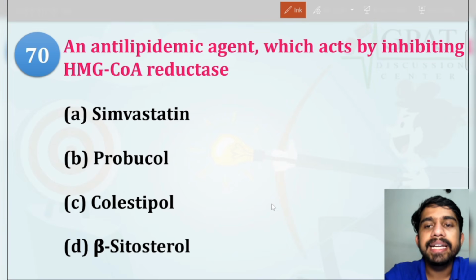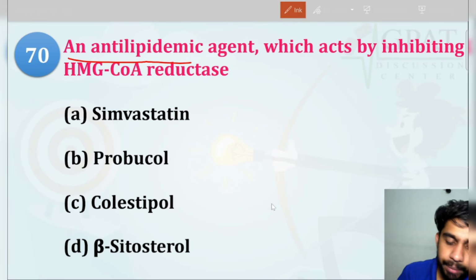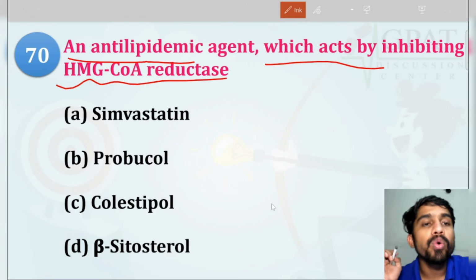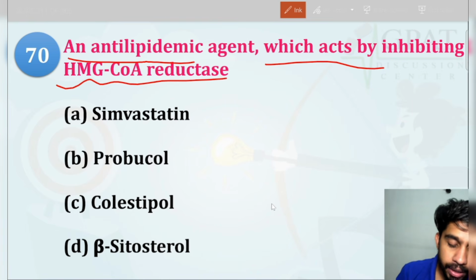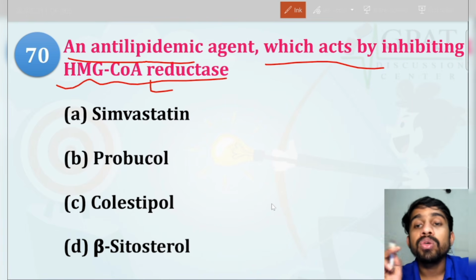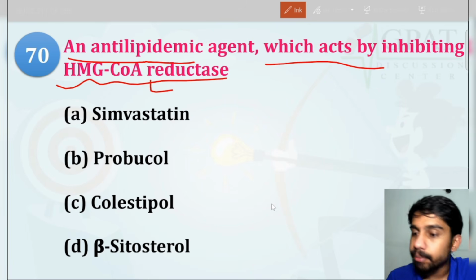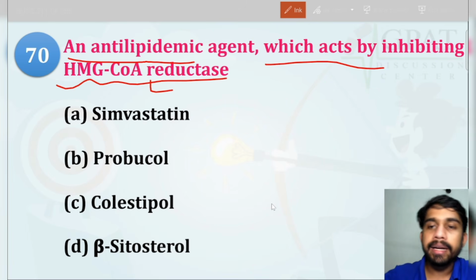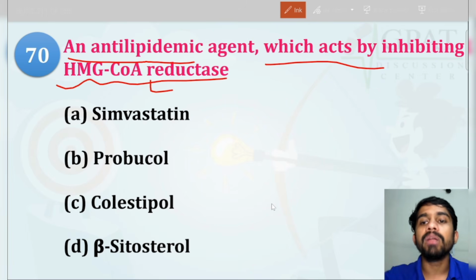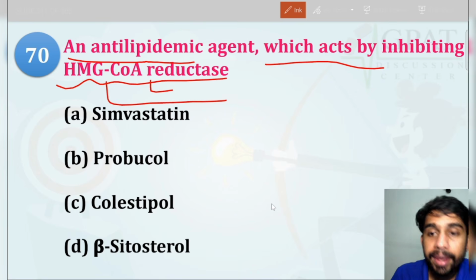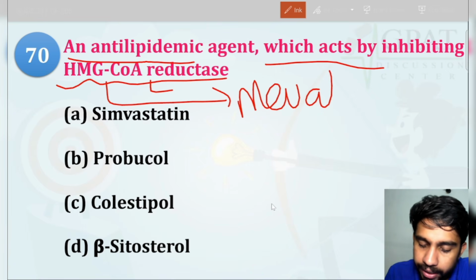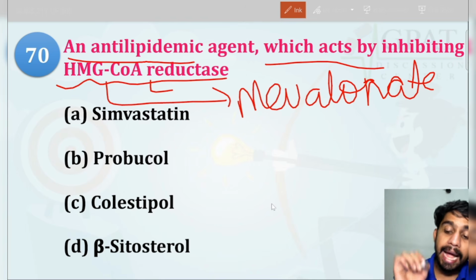What is question number 70 saying? Which antilipidemic agent acts by inhibiting HMG-CoA reductase? So we have to find the HMG-CoA reductase inhibitor. But what is HMG-CoA reductase? HMG-CoA reductase is the rate limiting enzyme in cholesterol biosynthesis, and it converts HMG-CoA, hydroxymethylglutaryl coenzyme A, into mevalonate.